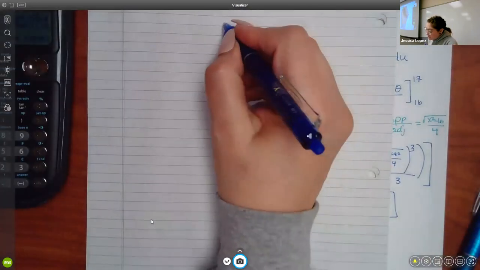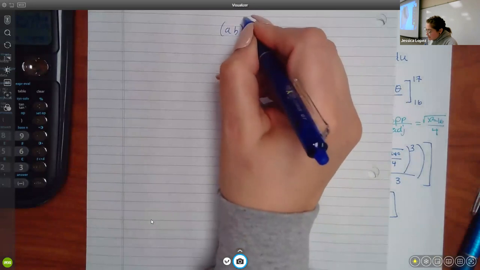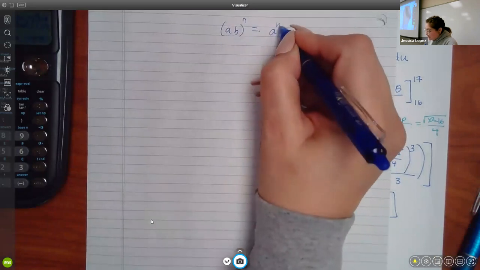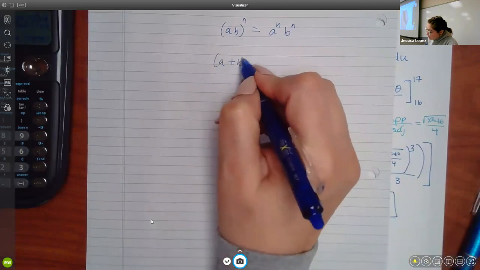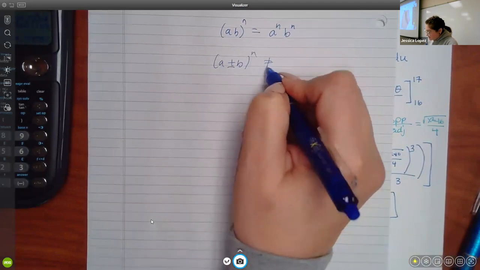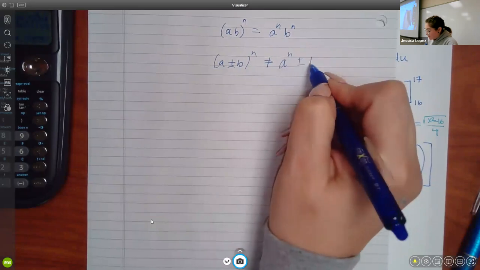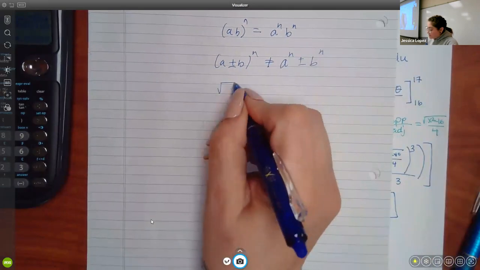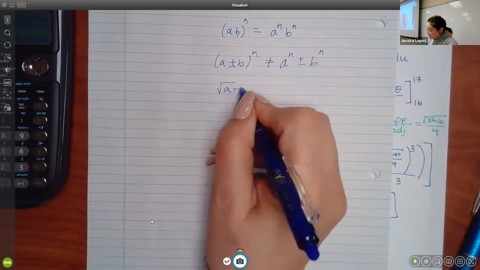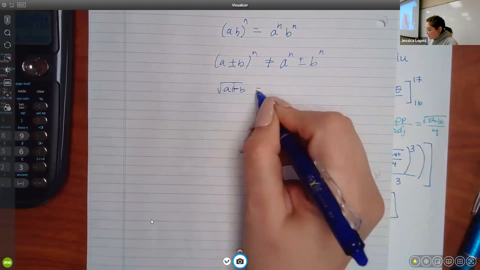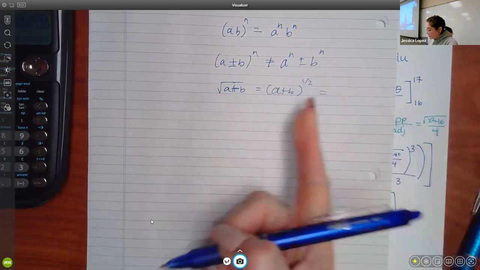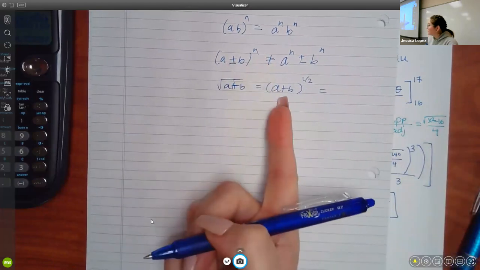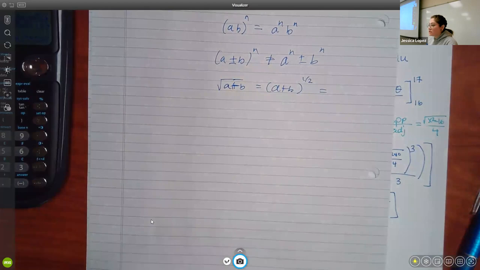We've talked about that before. I've told you that when you have this, you can do that, right? But when you have this, or if it's a minus, you cannot apply the power to both. So remember what a square root is. A square root is this to the power of 1/2. And since you're not allowed to apply that power to both of them, you cannot square root each term individually.